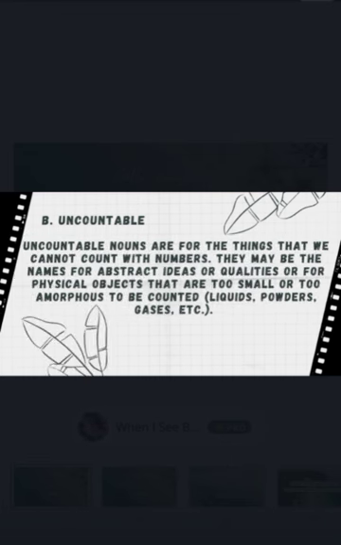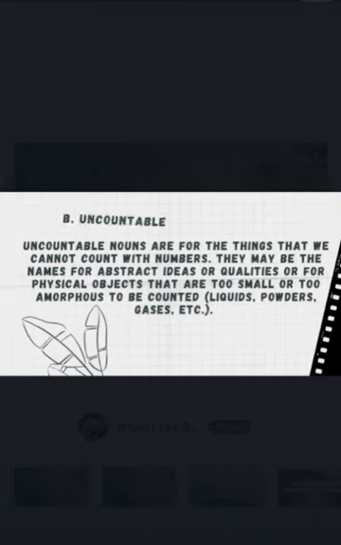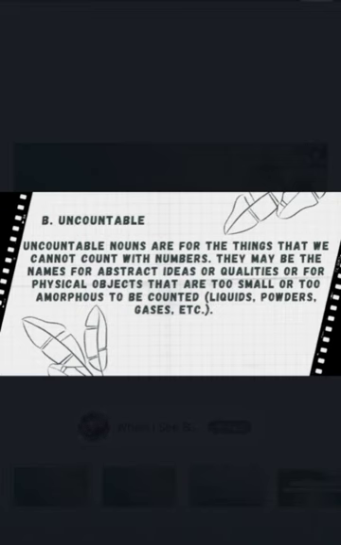Number 2, uncountable. Uncountable nouns are for the things that we cannot count with numbers. They may be the names for abstract ideas or qualities or for physical objects that are too small or too amorphous to be counted, something like liquids, powders, gas, and others. Uncountable nouns are used with a singular verb. They usually do not have a plural form. Example, tea, sugar, water, and others. We cannot use a or an with these nouns.